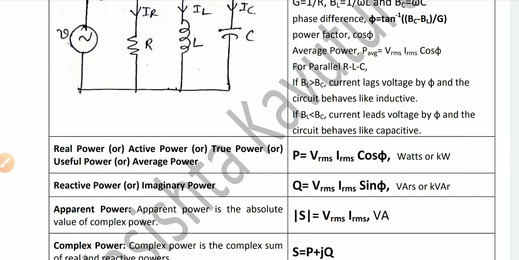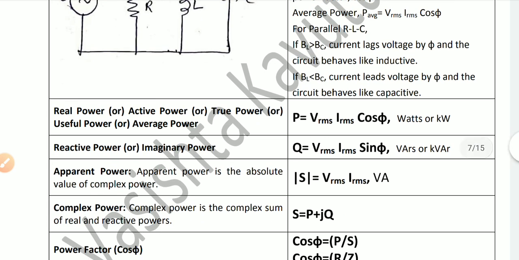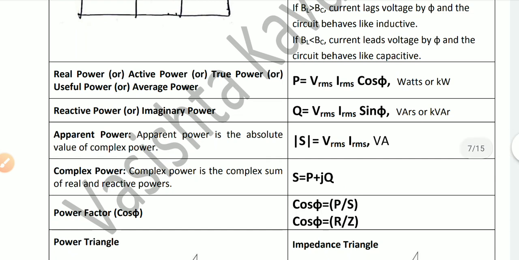Next, we will see some different types of powers. We have three types of powers: real power, reactive power, and apparent power. There are other names for real power. It is also called active power, true power, useful power, or average power. It is given by P equals Vrms Irms cos phi. Its units are watts or kilowatts.